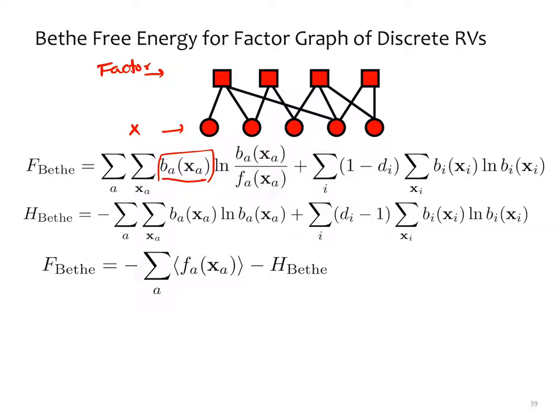My b's are marginals, right? So how does this belief look like if these variables are discrete? Let's say this is binary, it takes 0, 1, and this is 0, 1. How does this look? Yeah, it's a table. It depends: if xa is 2 variables, it's going to be a table; if it's 3, it's going to be a tensor, and so on. But it has a nice form.